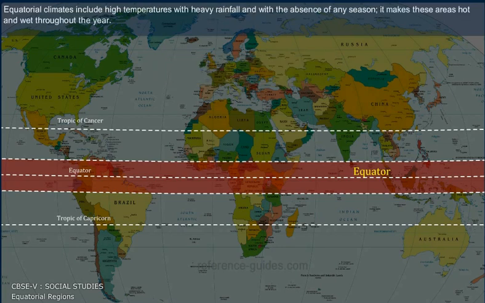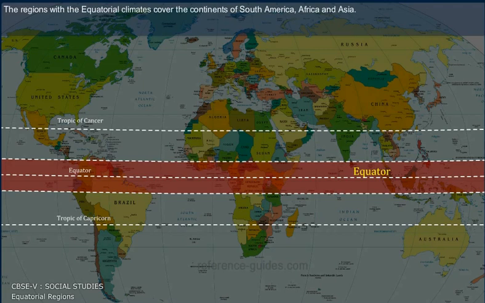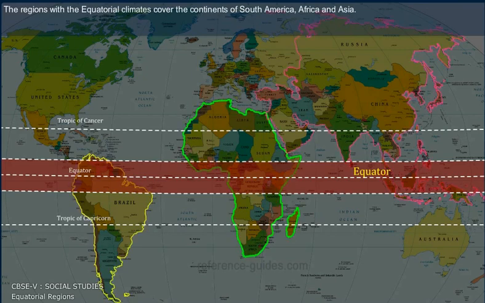These areas are called Equatorial Regions and they experience equatorial climates. Equatorial climates include high temperatures with heavy rainfall, and with the absence of any season, it makes these areas hot and wet throughout the year. The regions with the equatorial climates cover the continents of South America, Africa, and Asia.